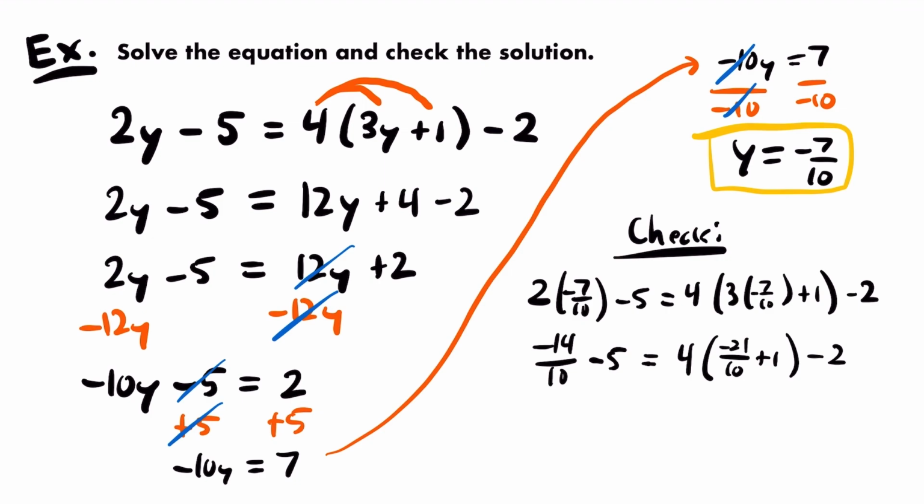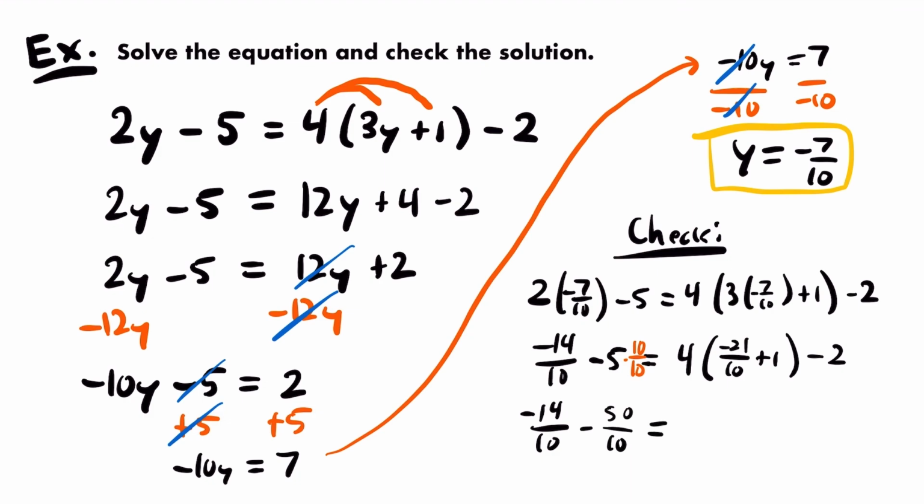And then to simplify further, on this side, we need a common denominator of 10. And so to get negative 5 in terms of tenths, what you can do is multiply it by a form of 1, 10 divided by 10. All right, so doing that will give us negative 14/10 minus 50/10.